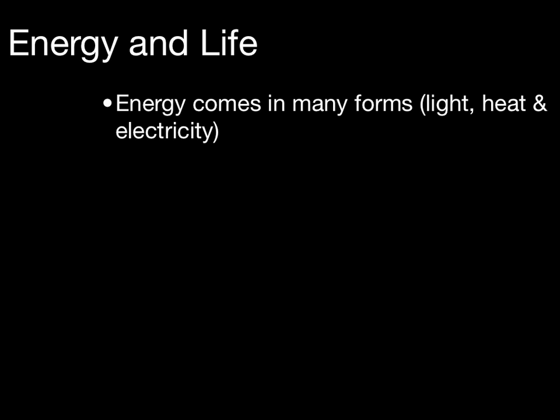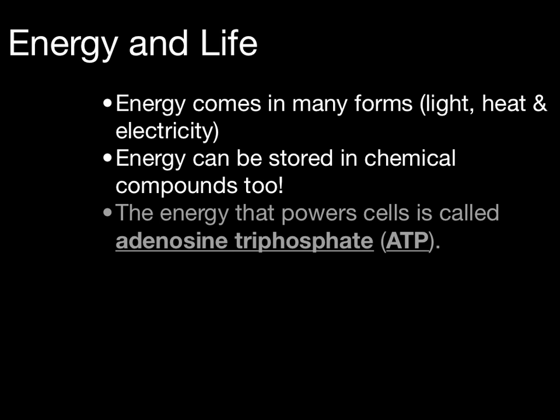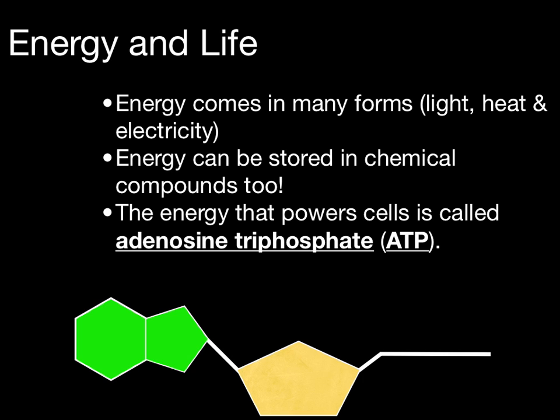Energy comes in many different forms, such as light, heat, and electricity. But energy can also be stored in chemical compounds. The energy that powers our cells is called adenosine triphosphate, better known as ATP. ATP is a very complex molecule consisting of three main parts.